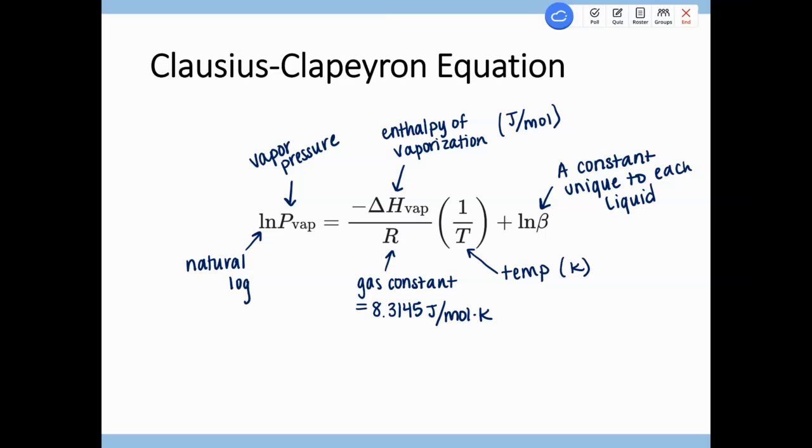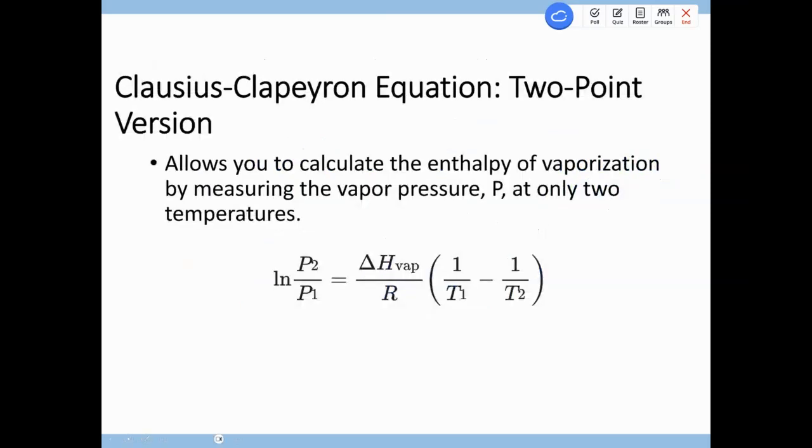Units and everything are the same, but it takes 2 points, so 2 xy or T1 and P1, temperature and pressure, relates them together and then put it into this equation. And this allows for the calculation of delta H vap by measuring vapor pressure and temperature at 2 different points.